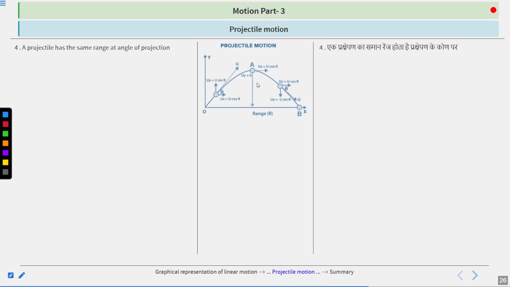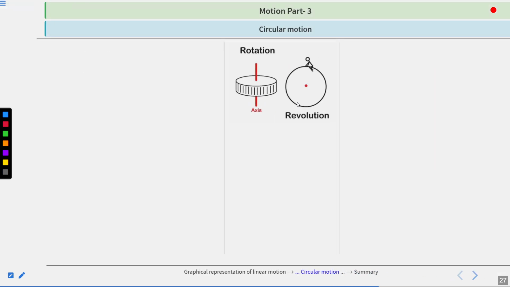A projectile has the same range at angles of projection theta and 90 degrees minus theta, or 45 degrees plus theta and 45 degrees minus theta.